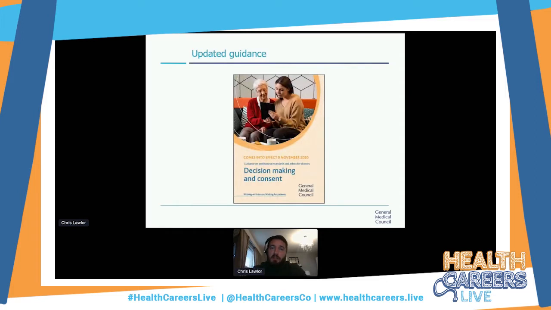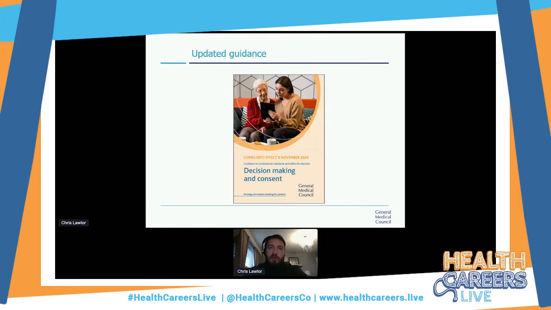So this is the guidance. As I've just said, it looks very different to all other pieces of GMC guidance. It's a different color to start with. And first and foremost, the biggest change in terms of this piece of guidance is that the title has changed, and it used to be called consent and decision making.